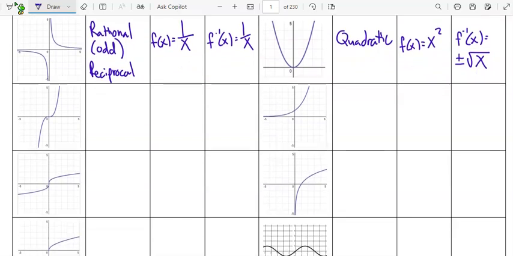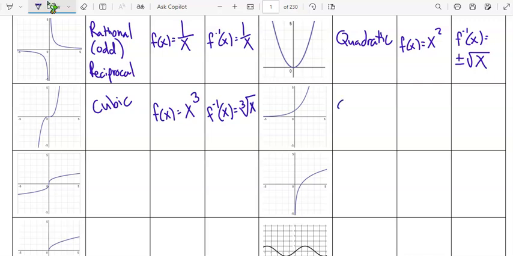This one right here is a cubic function. The function is written as f of x equals x to the third power, x cubed. The inverse, f inverse of x, is equal to the cube root of x.